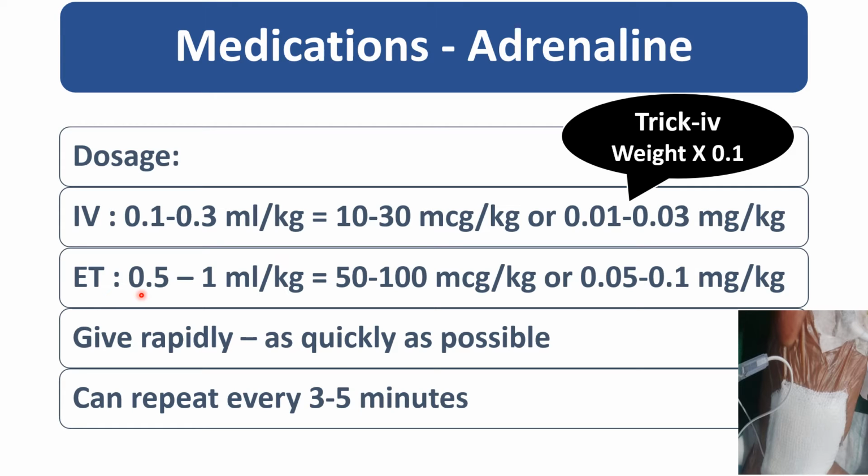Endotracheally, we can give 0.5 to 1 ml per kg, or 50 to 100 microgram per kilogram, or 0.05 to 0.1 milligram per kilogram as the endotracheal dose. We should give it rapidly, as quickly as possible. We can repeat the same dose every 3 to 5 minutes if required.